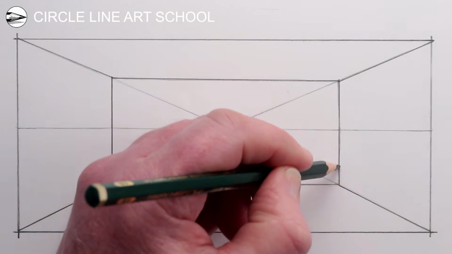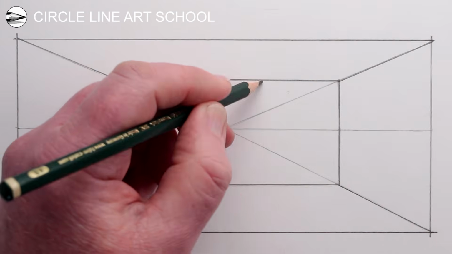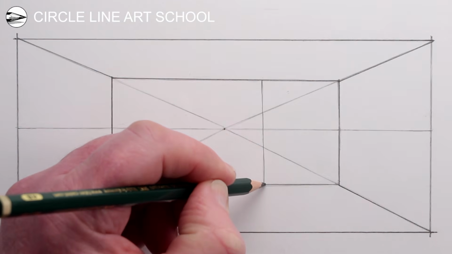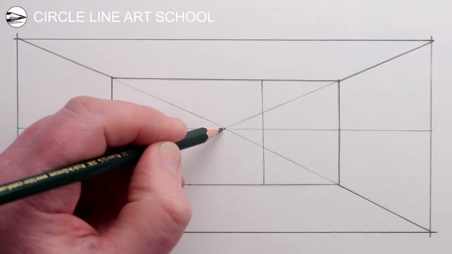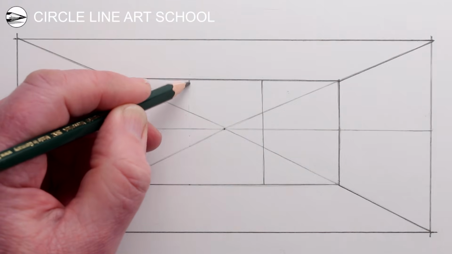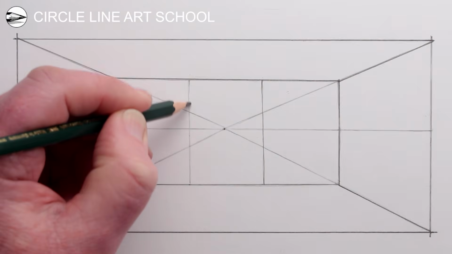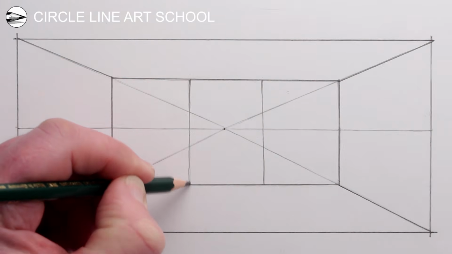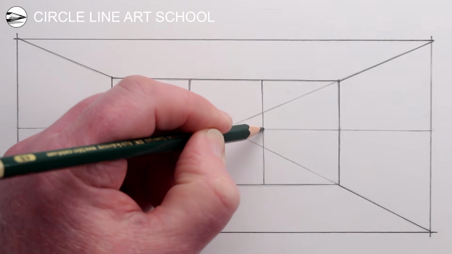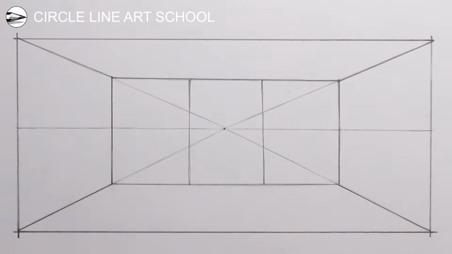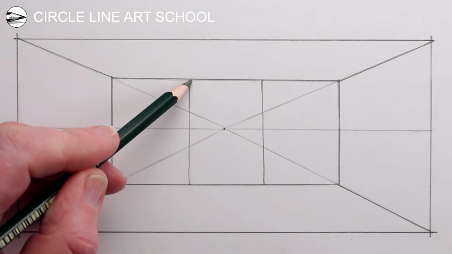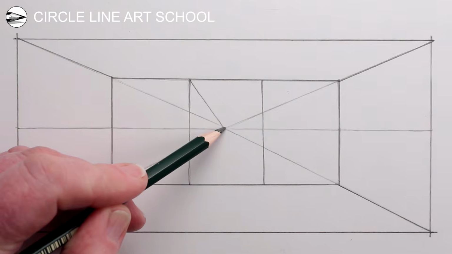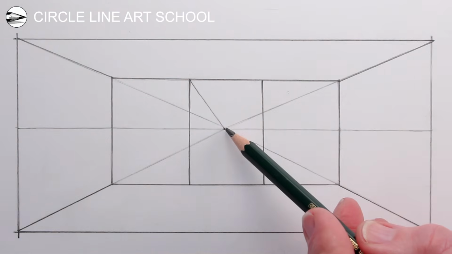Next, we can draw 2 vertical lines either side of the vanishing point on the back wall of this simple room in one-point perspective. Between these 2 new vertical lines, we can draw 4 more diagonal guidelines to our central vanishing point.